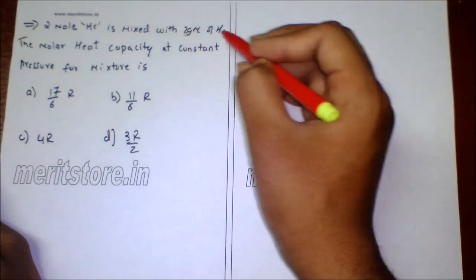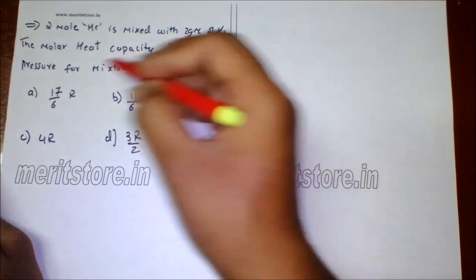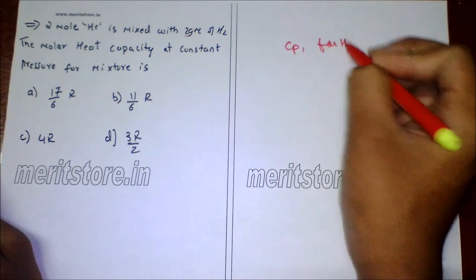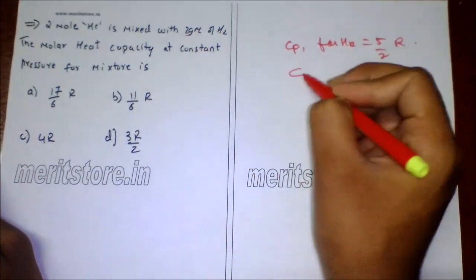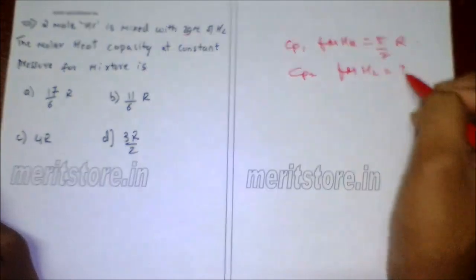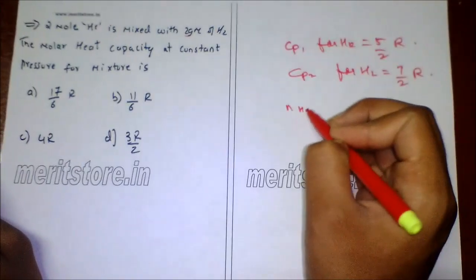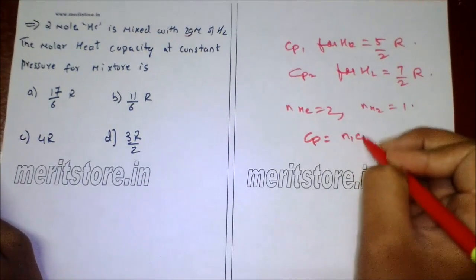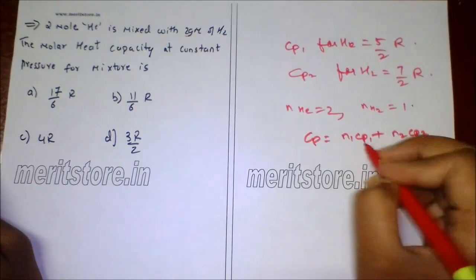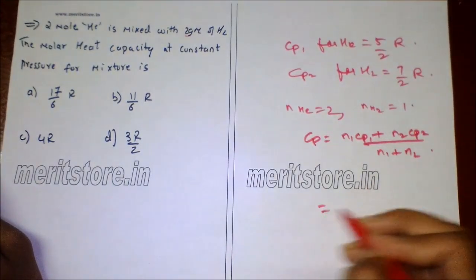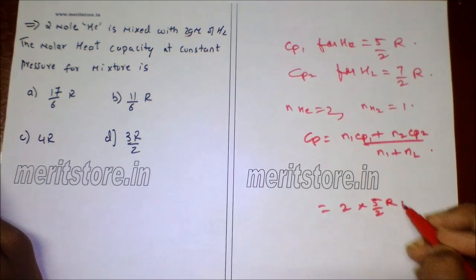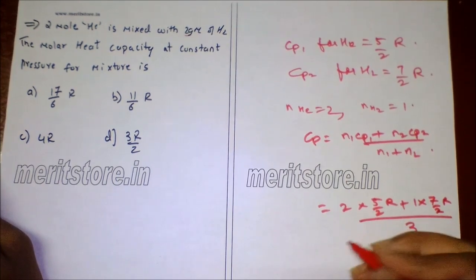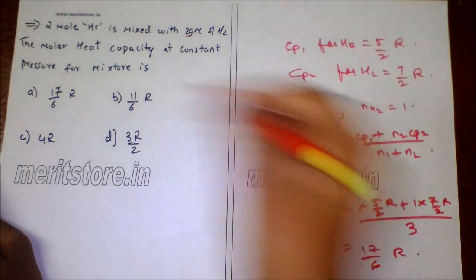2 mole of helium is mixed with 2 gram of hydrogen. The molar heat capacity at constant pressure of mixture is, so CP1 for helium is equal to 5/2 R, and CP2 for hydrogen comes out to be 7/2 R. Number of moles of helium is 2 and of hydrogen is 1, so CP is equal to N1 CP1 plus N2 CP2 divided by N1 plus N2. Substituting the values we get 2 × 5/2 R plus 1 × 7/2 R divided by 3. So on solving this we get 17/6 R. So option A is the correct answer.